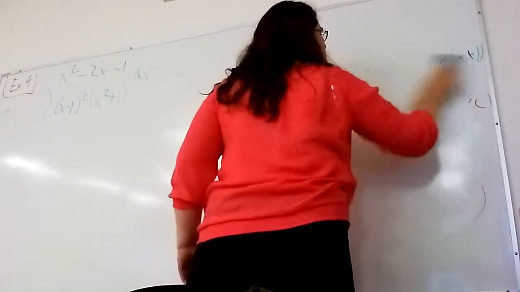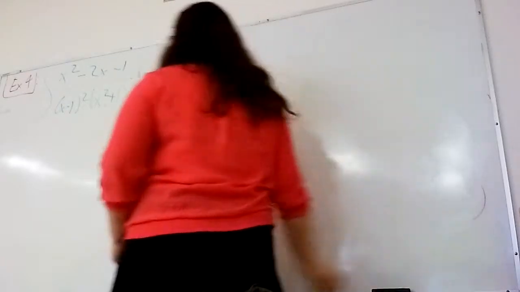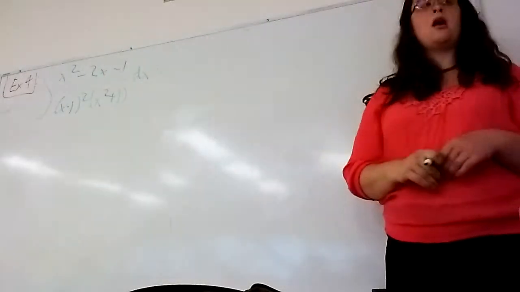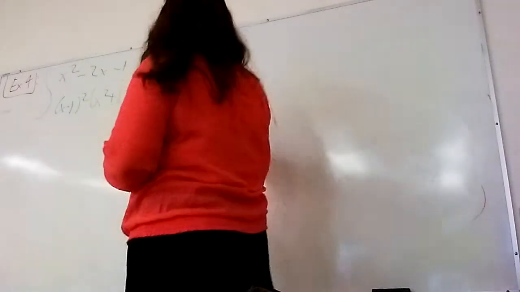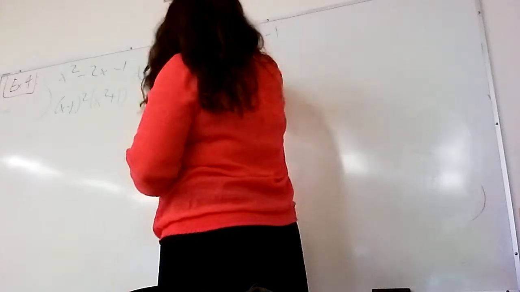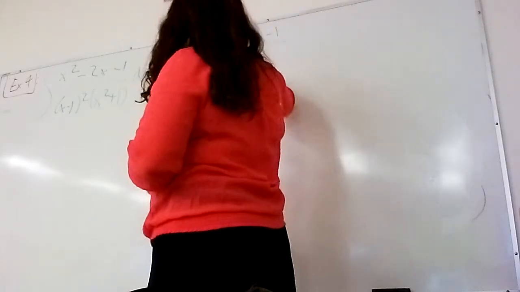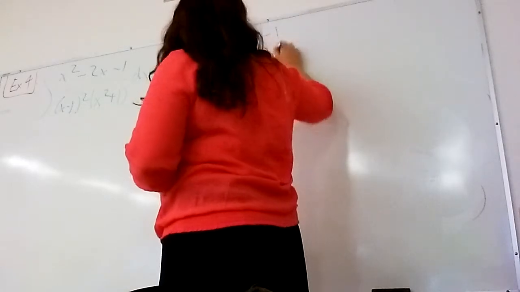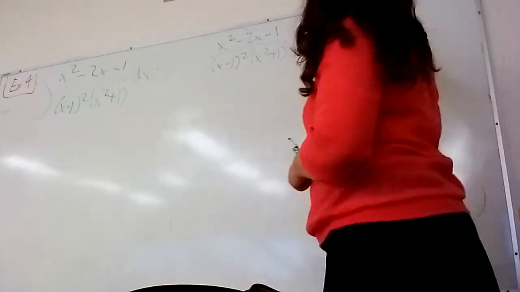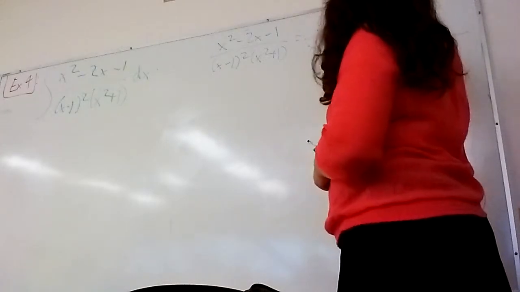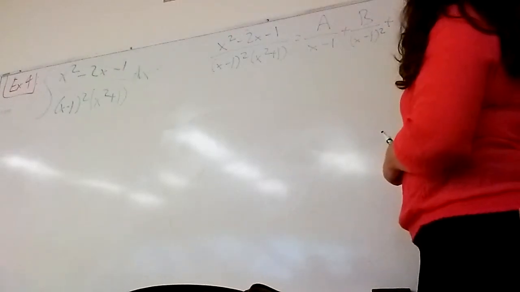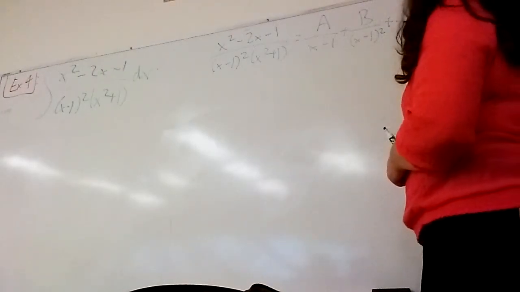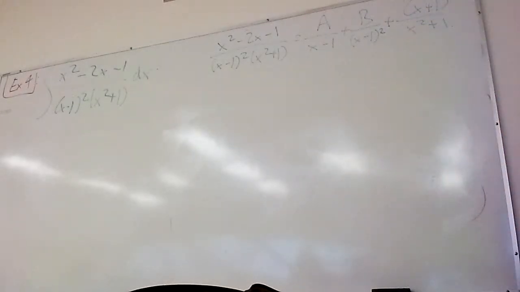So what I'm going to do here is, again, start by writing out the partial fraction decomposition. So this x squared minus 2x plus 1 over x minus 1 squared times x squared plus 1 is going to split up as something over x minus 1, something else over x minus 1 squared, and something x plus something else over x squared plus 1. That's what the form of this decomposition is going to look like.